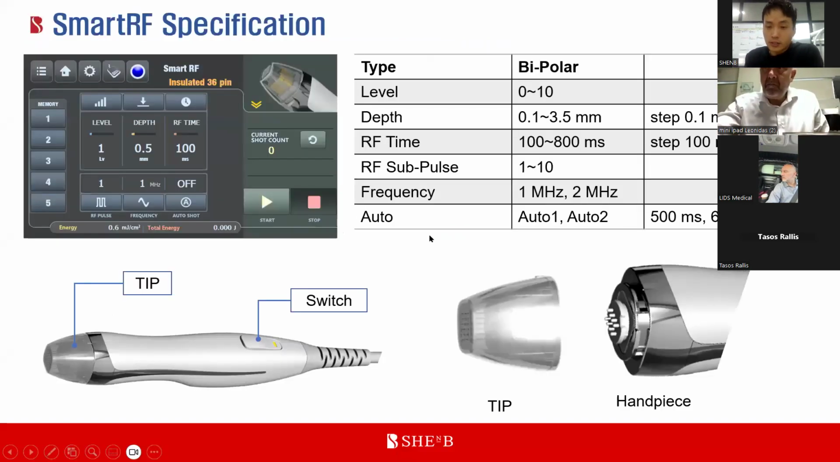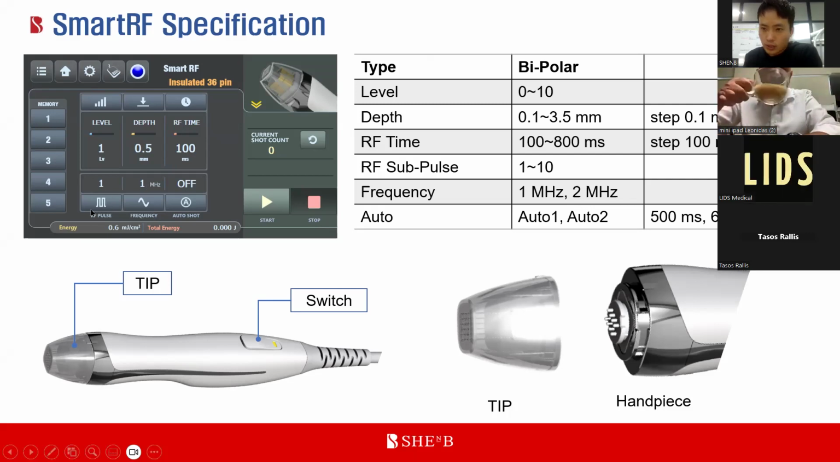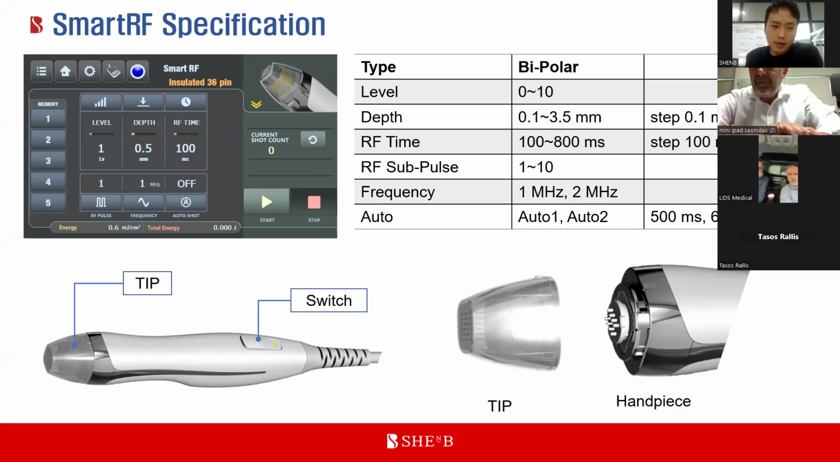So this is the user interface of Smart RF. We can change the level of energy. We can change the depth from 0.1 to 3.5, and RF time from 100 milliseconds to 800 milliseconds. This is the sub-pulse mode. We can choose either one continuous wave or split it into up to 10 separate pulses. And we have two frequency options, 1 megahertz and 2 megahertz.